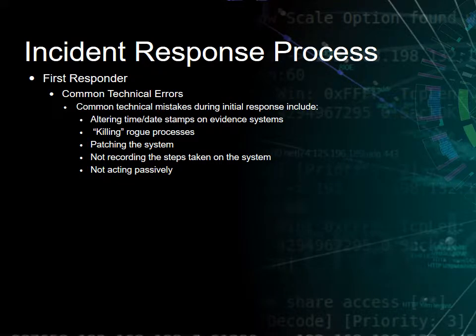So some common errors that first responders often make are technical mistakes during the initial response, including altering time and date stamps on evidence, killing rogue processes, patching the system, not recording the steps taken on the system, and not acting passively. So instead you're using active response. You're changing things and causing things that change dates on files and things of that sort, therefore losing evidence as you're doing it. So try to alter the system as little as possible in your initial response.